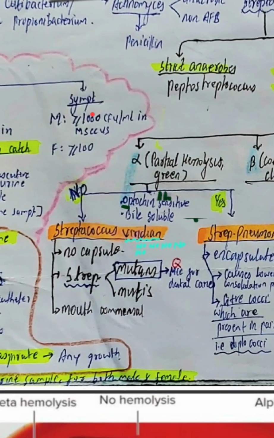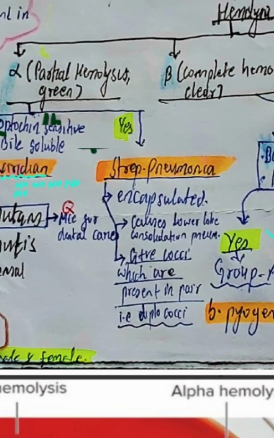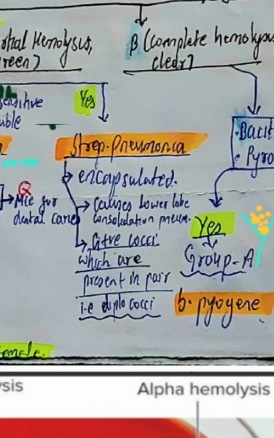Okay, so next step, see optochin sensitivity and bile solubility. If it is not optochin sensitive and not bile soluble, the answer will be Streptococcus viridans. Viridans do not have a capsule, and it is of two types: Streptococcus mutans and mitis. Mutans is the most common cause of dental caries, and Streptococcus mitis is a mouth commensal. If it is optochin sensitive and bile soluble, the answer will be Streptococcus pneumoniae. It is encapsulated, meaning the capsule is present, and causes lower lobe consolidation pneumonia. These are gram positive cocci present in pairs, that is diplococci.